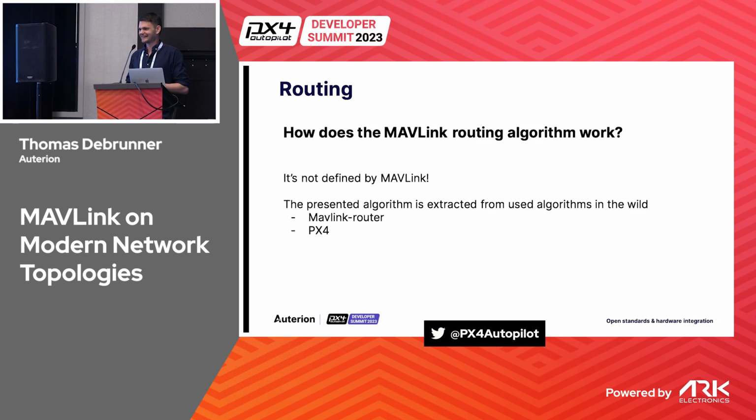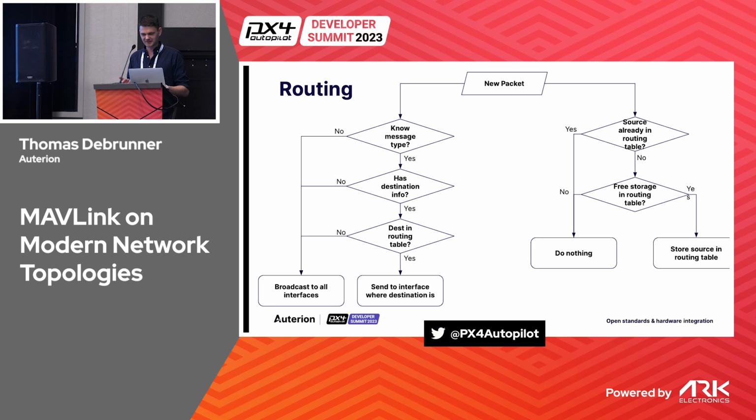So I asked a whole lot of people to explain to me how MAVLink routing actually works. How does a router decide where to put a packet? If you go to the documentation on mavlink.io, you won't find anything described about this. It's just not defined. It has been implemented a couple of times, but it was never defined. And if you look at the actual implementations, like MAVLink router or how PX4 does it, you actually end up with this algorithm, right?